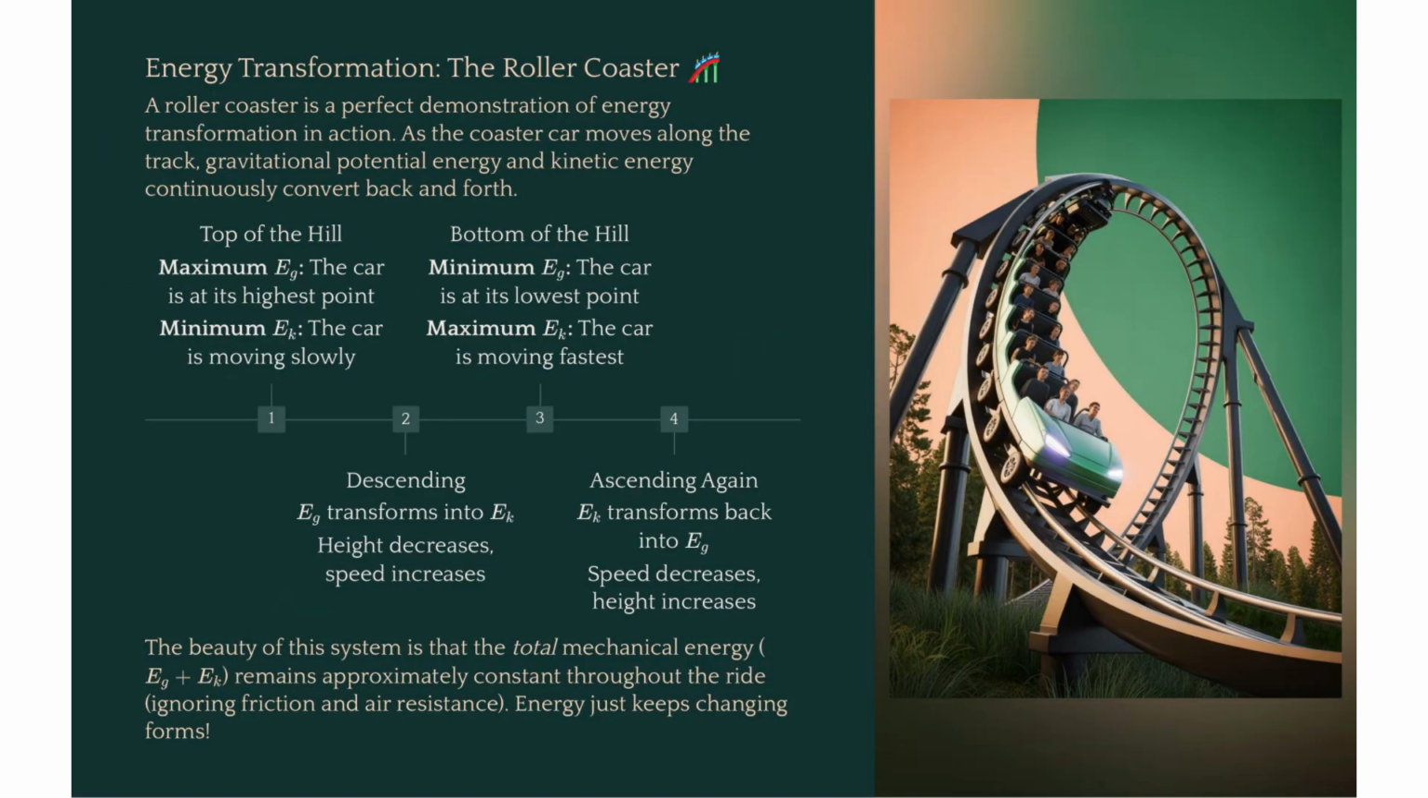A perfect example of this transformation is a roller coaster. When the car is at the very top of the hill, its speed is low, so its kinetic energy is low, but its height is maximum, so its potential energy is maximum. As it plunges down, the height drops, reducing potential energy. But where does that energy go? It transforms directly into kinetic energy, making the car speed up dramatically at the bottom. It's a constant, balanced exchange between Eg and Ek.